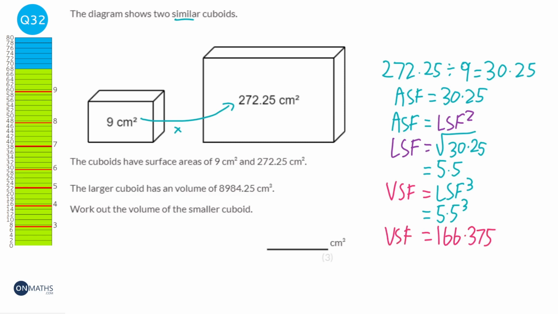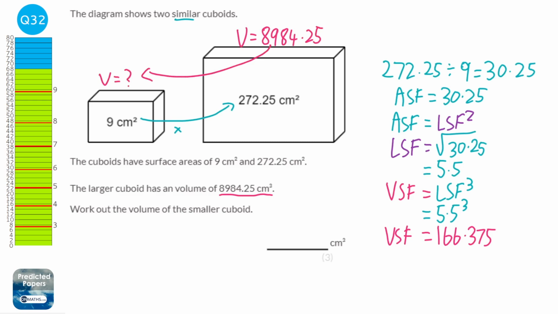Now we're given the larger cuboid has a volume of 8984.25, and we're looking for the volume of the smaller one. So with scale factors, to get from the smaller to the bigger, we times it. To go the other way, we just divide. So we're going to divide this by 166.375. And then when we do 8,984.25 divided by the volume scale factor, 166.375, we get the answer of 54.